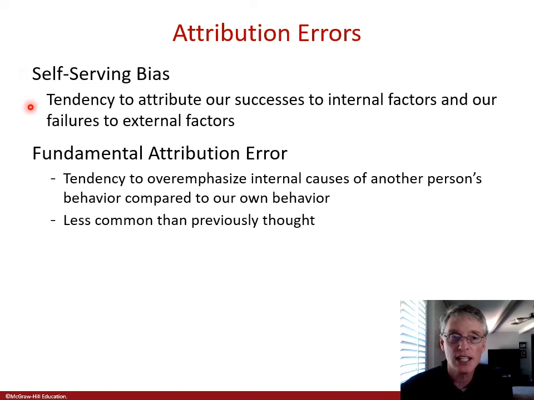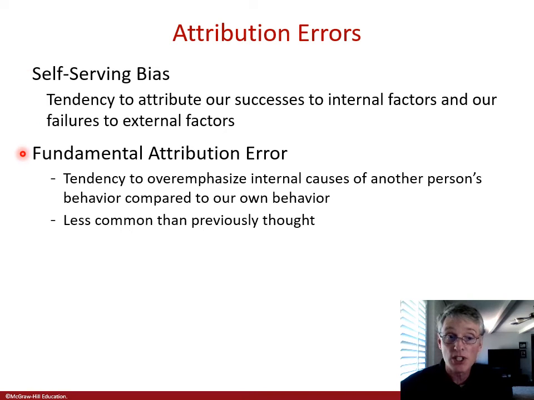Self-serving bias. Look at this. The tendency to attribute our successes to internal factors, I succeeded, but our failures to external factors. Now, why do we do that? Because it's self-serving, because it protects our self-esteem, because we don't want to see ourselves as failing. We want to see ourselves as a winner and as a success. And so if information comes that kind of goes against that, I'm going to give it away. Well, that really wasn't my fault.